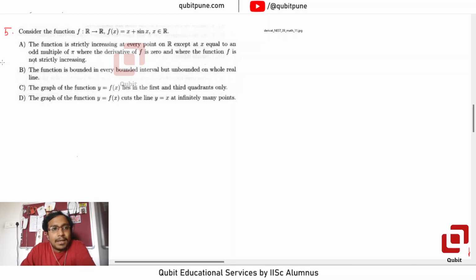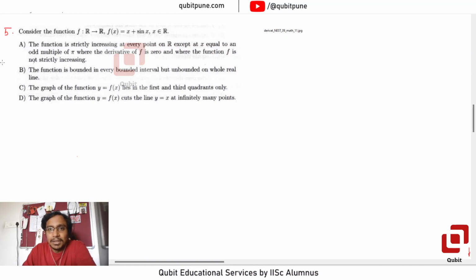Option A: the function is strictly increasing at every point on R except at x equal to an odd multiple of pi, where the derivative of f is 0 and where function f is not strictly increasing. Option B: the function is bounded in every bounded interval but unbounded on the whole real line. Option C: the graph of the function y equal to f of x lies in the first and third quadrants only.